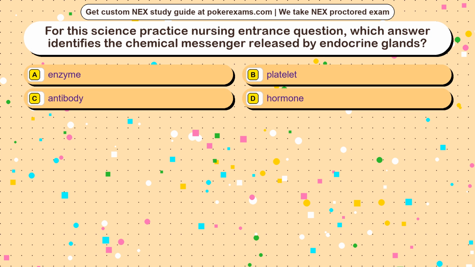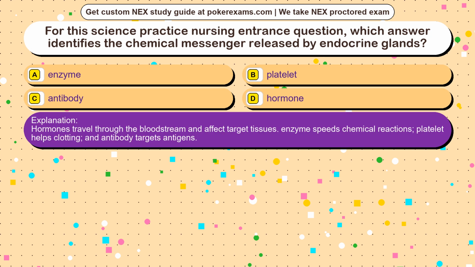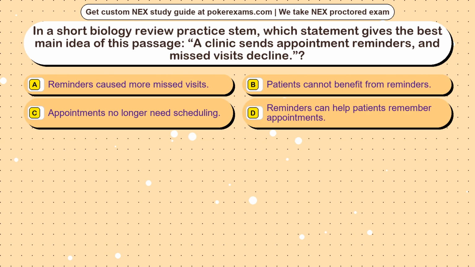The correct answer is option. Hormones travel through the bloodstream and affect target tissues. Enzyme speeds chemical reactions, platelet helps clotting, and antibody targets antigens. Question 14. In a short biology review practice STEM, which statement gives the best main idea of this passage?